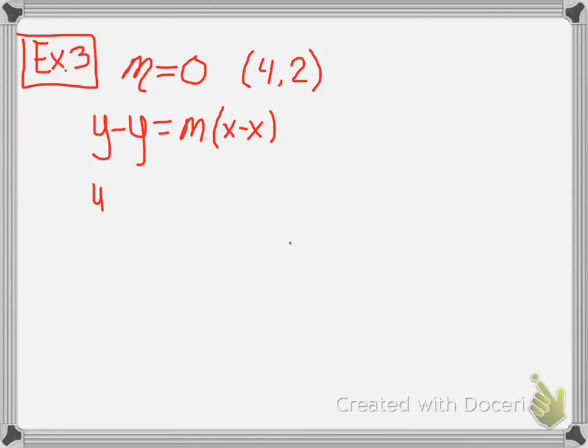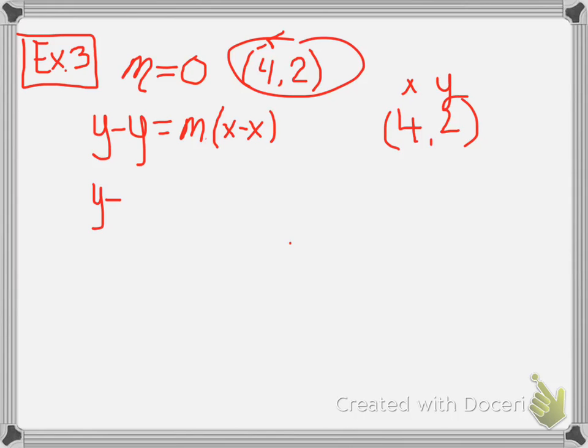So y minus, remember this is my x and this is my y. I can't write that high, just a second. Okay, this point, I'm going to write it over here because my pen is not cooperating. So I have y minus 2 equals, the slope is 0, times x minus 4.